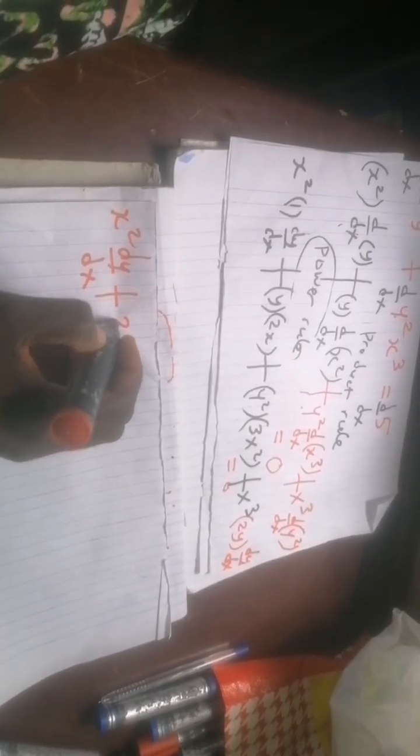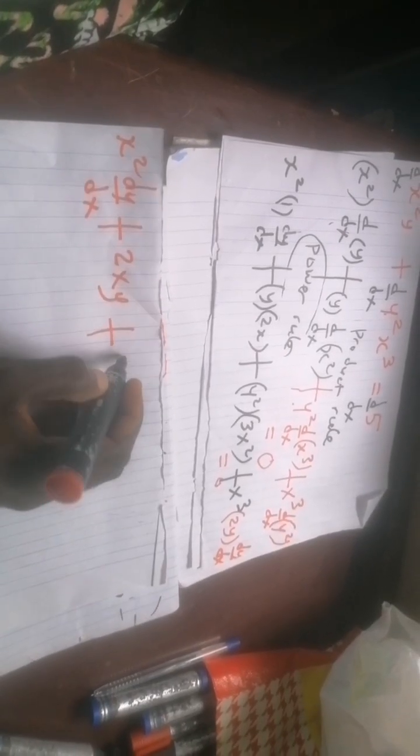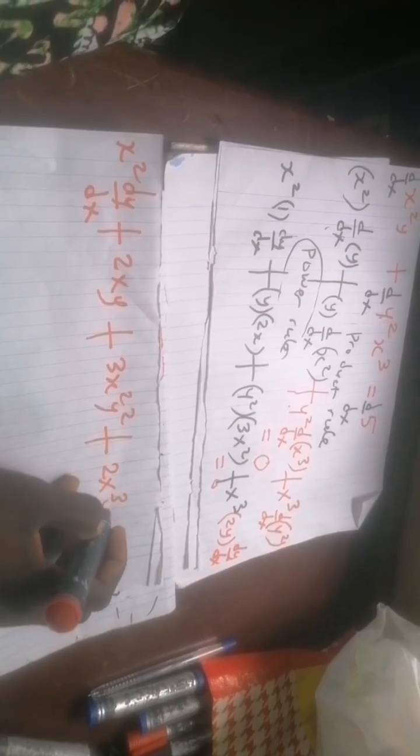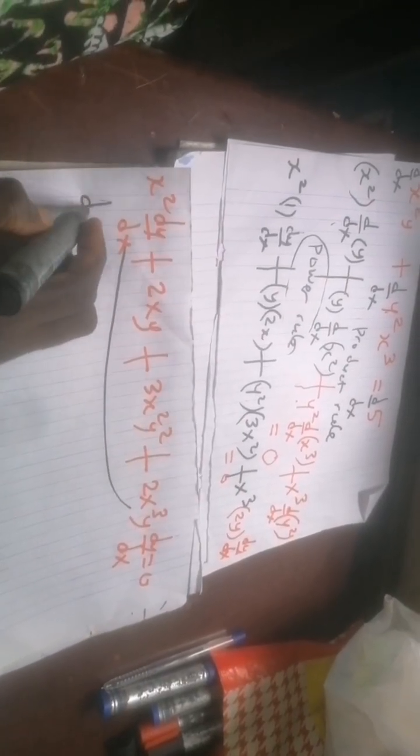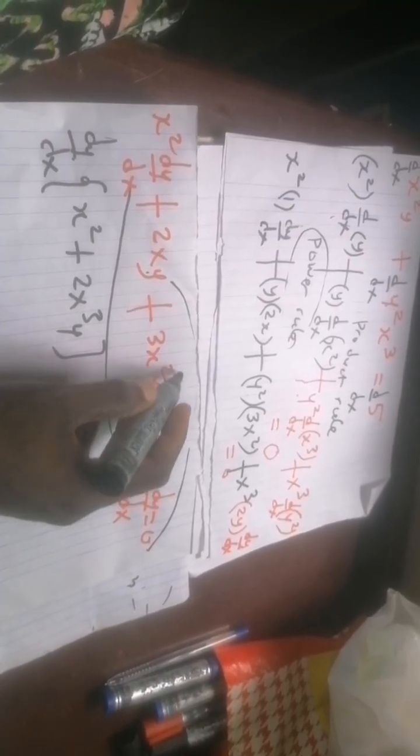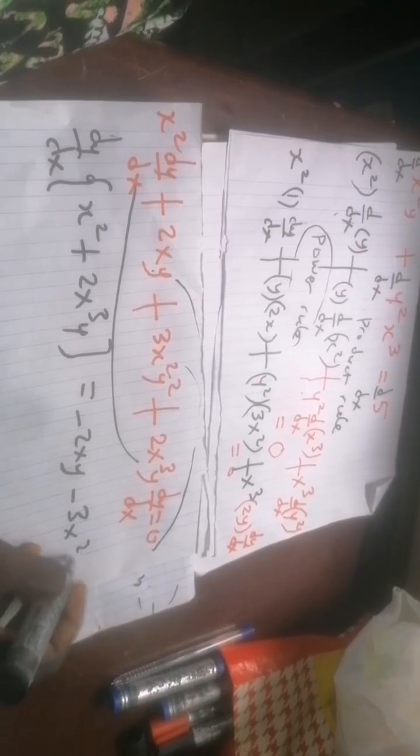From here, let me take another paper so I can finish it up. So what do we have? I have x squared dy dx, plus 2xy, plus 3x squared y squared, then finally 2x cubed y dy dx, is equal to 0. Now I'll bring the dy dx terms together. I want to collect like terms. So dy dx will come out, then I can bring out the common factor, which is x squared plus 2x cubed y. The remaining ones, I can take them out. So I have minus 2xy, and this one too, minus 3x squared y squared.